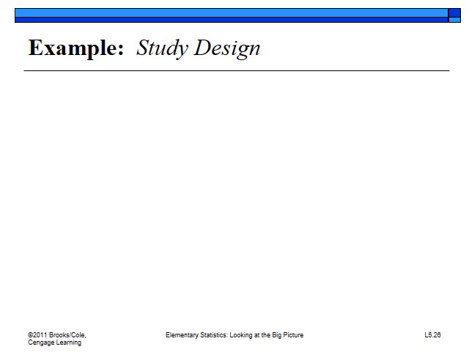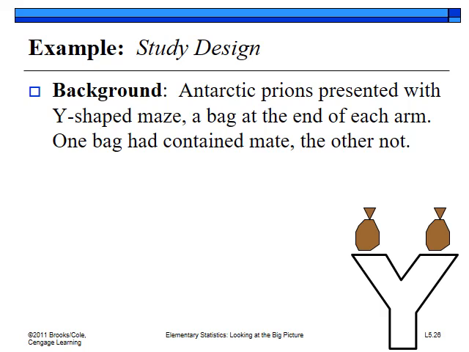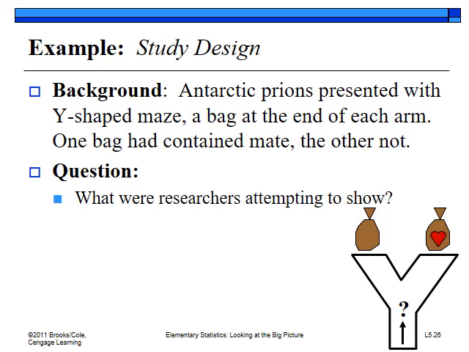Let's talk about the design of this study involving the Antarctic prions. To decide whether they had correctly chosen the bag that had contained their mate, the prions were presented with a Y-shaped maze with a bag at the end of each arm. One of the bags had previously contained their mate, and the other one hadn't. The prion would enter from the bottom, and then would go down one hallway or the other toward one of the bags or the other. The researchers noted which was chosen.